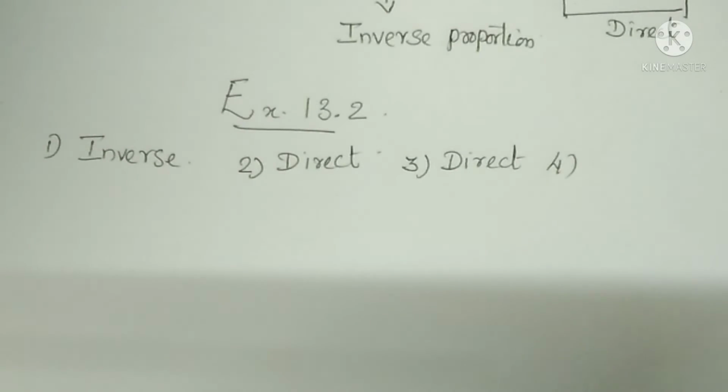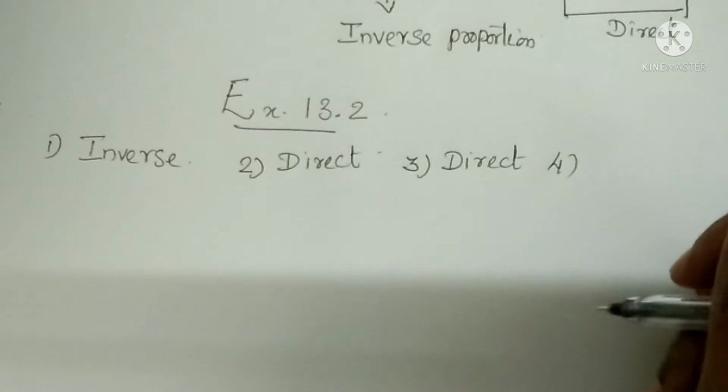Now the fourth one is the time taken for a fixed journey and the speed of the vehicle. See, if you are going with a speed of 20 km per hour, you take 2 hours for example. If you increase the speed, will you take 2 hours or more than 2 hours or less than 2 hours? So when you increase the speed, what happens? The time taken will decrease.